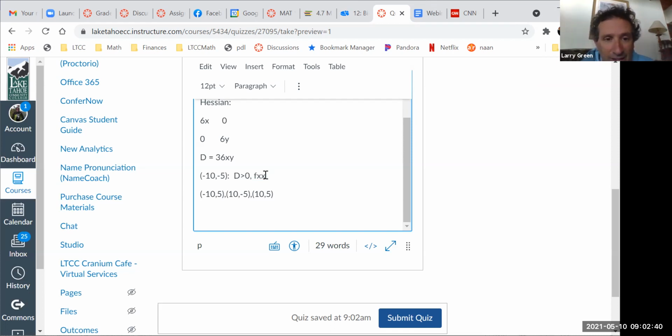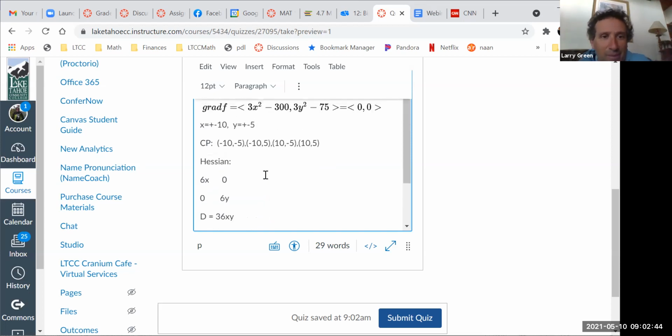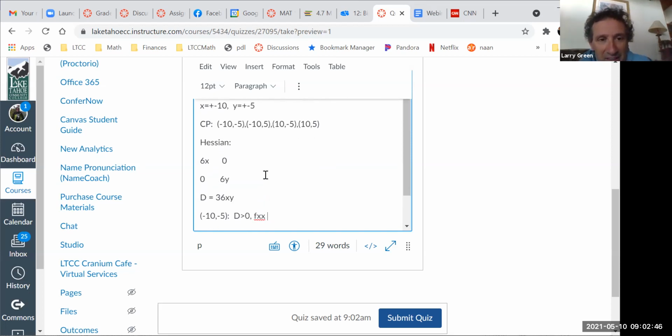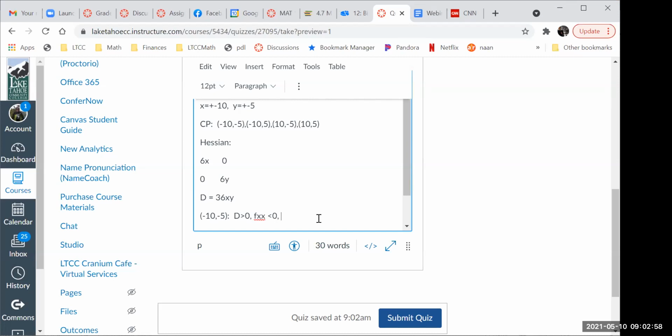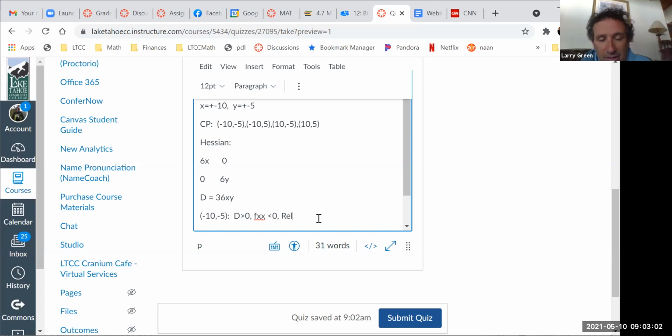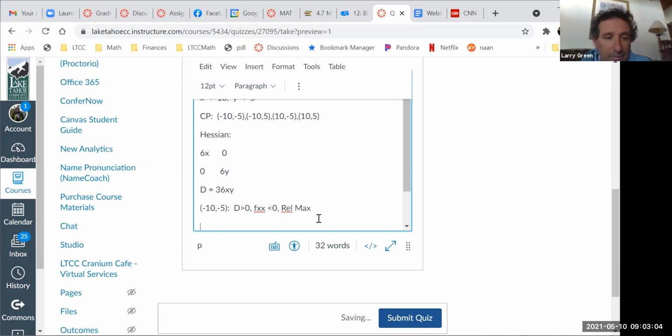And fxx, remember, was 6x, and that's negative. If fxx is negative, then what do you say about the critical point? If D is positive, yeah, that makes it a maximum. Yeah, relative max. Any questions on that?